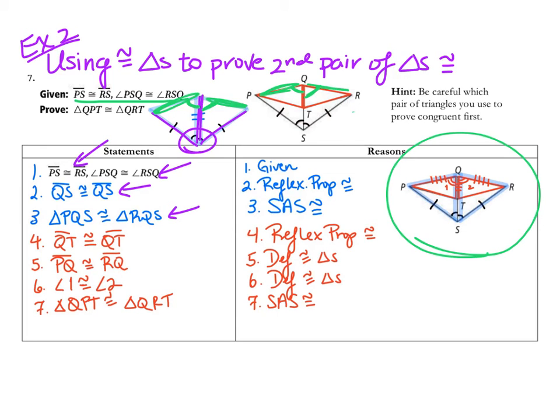So I said segment QT is congruent to segment QT. That's the whole side of the red triangles. That's segment QT. And then these two pieces of information here are coming from the other pair of congruent triangles. So we can say segment PQ and QR, well, RQ are congruent, and we can also say those shared angles there, which I've numbered angle 1 and 2, are congruent. And then we can say that our triangles that we were trying to prove congruent are congruent by side angle side.